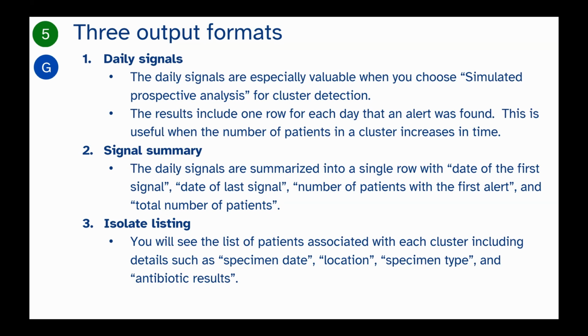In the signal summary, you do have the same information, but it simply gets summarized into one row. That one row will have the date of the first signal, the date of the last signal, the number of patients with the first alert, and the total number of patients in the possible outbreak. Finally, you can also see an isolate listing, and that will give you all of the details about the person and the date and the location, the specimen type, and the antibiotic results.